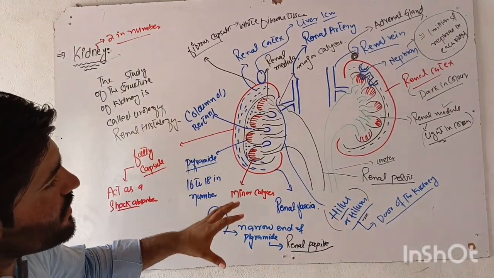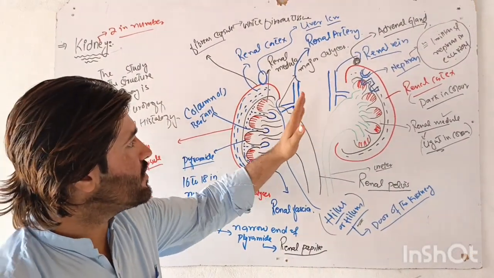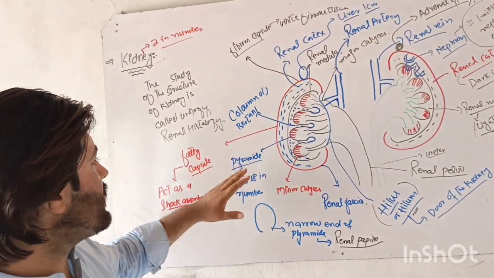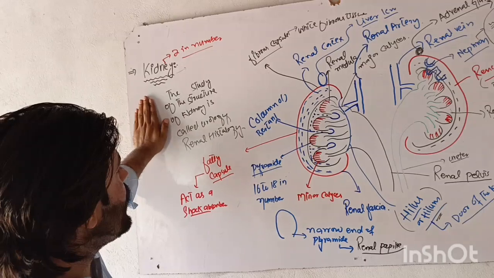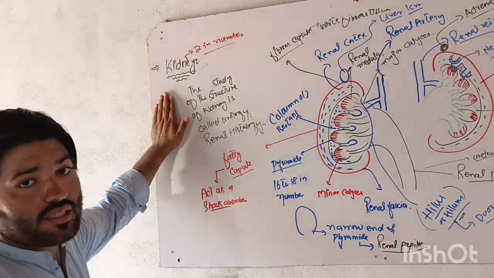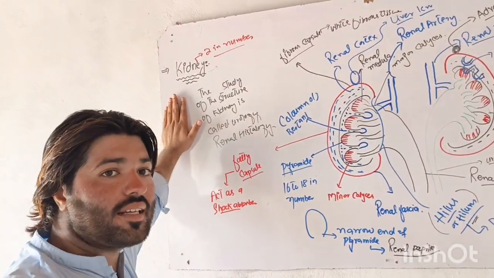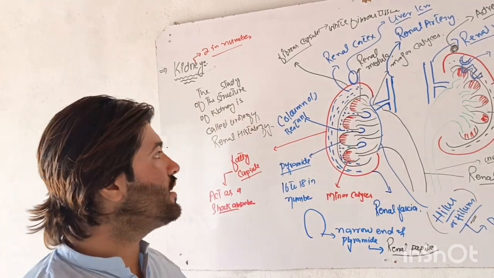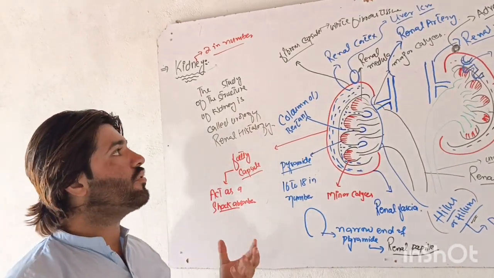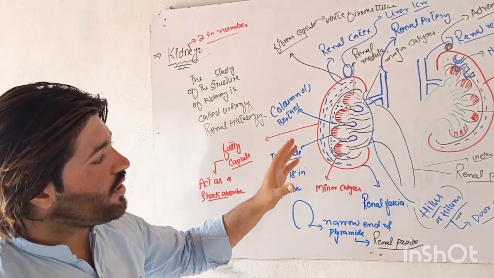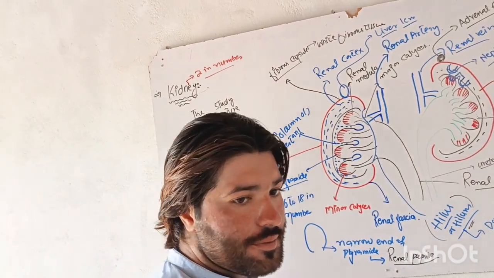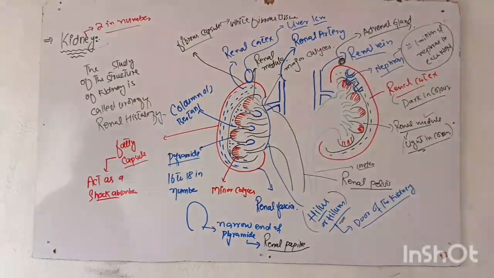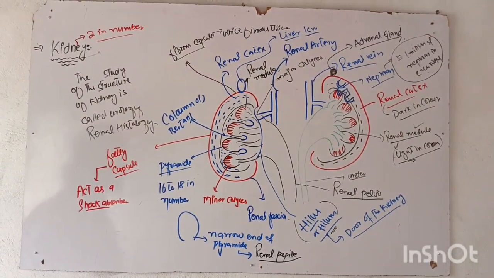So that is the structure of the kidney: renal vein, renal artery, the fibrous column of Bertini, renal cortex, and renal medulla. And I am repeating, the study of the structure of the kidney is called renal histology, and the second part is the function of the kidney, which is called nephrology. So take a picture, and then I will remove this whole topic.